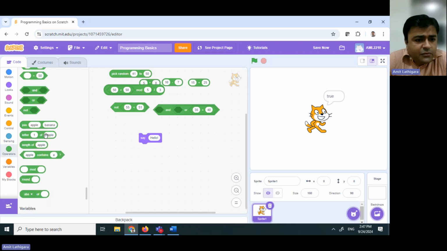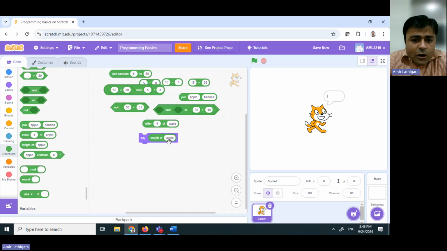Let's see a few other operators as well. So very first one is join. Basically, it is going to join two values. So here apple and banana. So as an output, it's a combined result of apple and banana. Then first letter of apple, which is A. Say for example, fourth letter of apple, expected answer is L, and it is L.